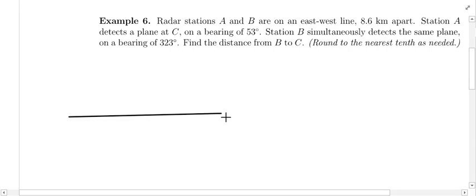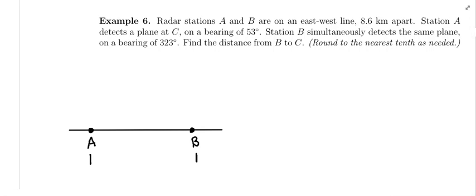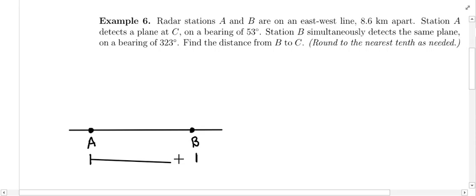So here we go. And on this line, we have points A and B. I'm going to put them somewhere. Here's point A, and let's say here's point B. We are told that the distance from point A to point B is 8.6 kilometers, so I'm going to go ahead and label that. And then from both of these stations, a plane is detected. The point that the plane is at is point C.